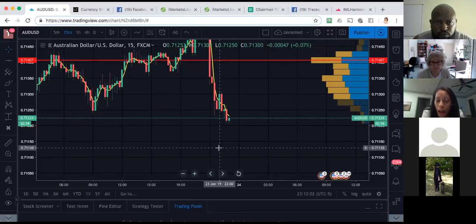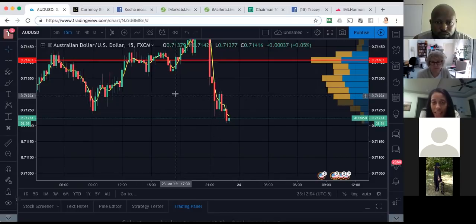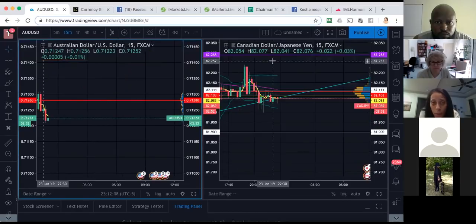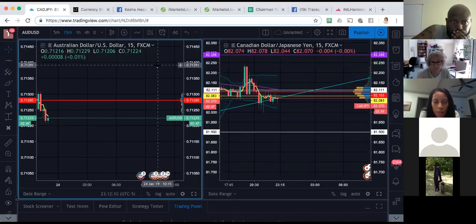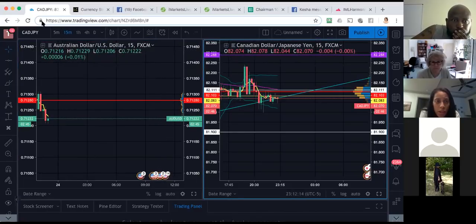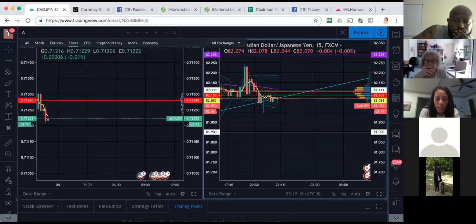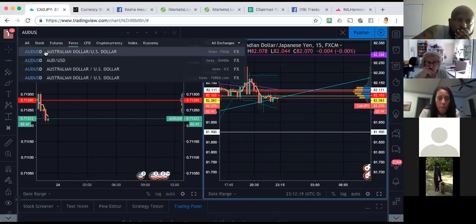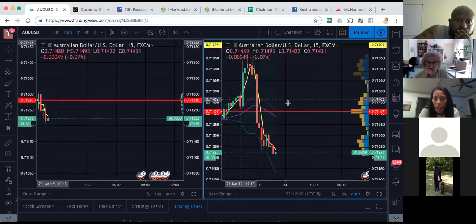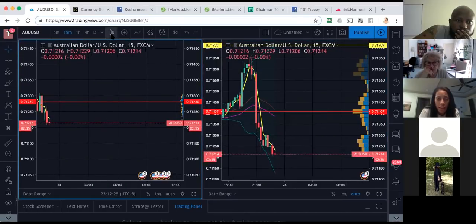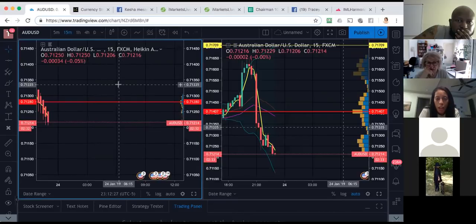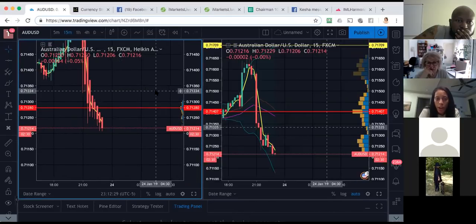So Heikin Ashi, what it does is, I'm going to put a split screen here at this point so that we can compare the two. Okay. This is AUD USD, and that's the regular. I'm going to make this Heikin Ashi on the left side. The left side is going to be Heikin Ashi. The right side is going to be regular candles.